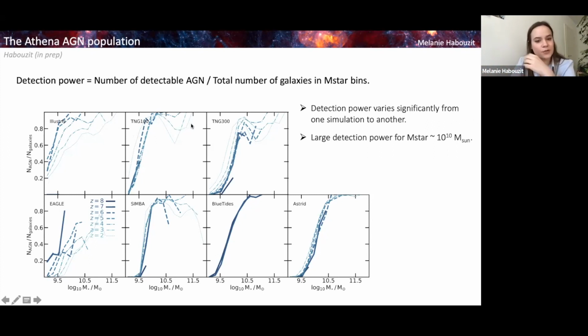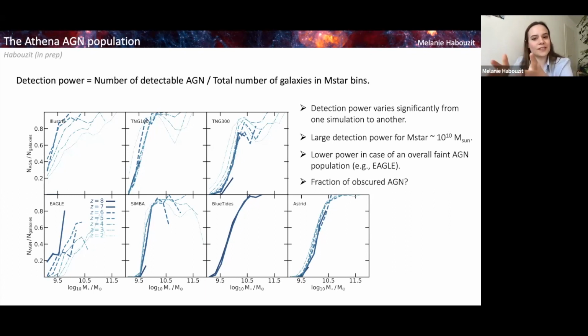At higher stellar mass, it depends on the redshift. At higher redshift, we will see those galaxies with their AGN. At lower redshift, because AGN feedback is quenching the galaxies and also the AGN, in some simulations we will have a lower power of detection with Athena. This large detection power at 10^10 solar mass and higher is actually true for most of the simulations, except Eagle. Eagle has a very faint AGN population. The AGN are so faint that they tend to lie below the detection level of Athena, so the detection power will actually be lower. In a given stellar mass bin, we will miss up to 40% of the galaxies, for example, here.